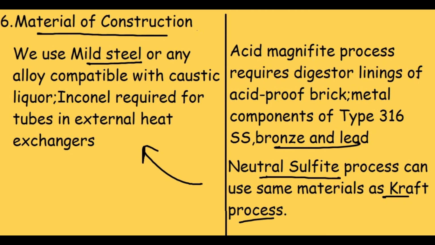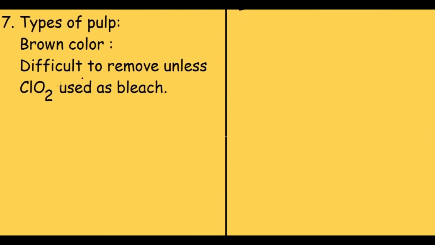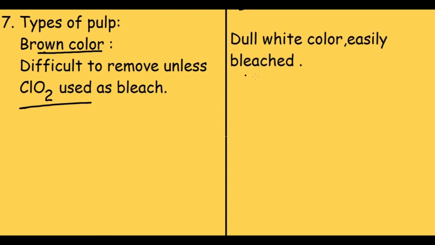Now the seventh point will be for types of pulp. By the sulfate process, the type of pulp obtained is brown in color. It is difficult to remove unless it is bleached via ClO2. And the pulp obtained by the sulfite process is dull white in color and can be easily decolorized by any suitable bleaching agent. So it is easily bleached.